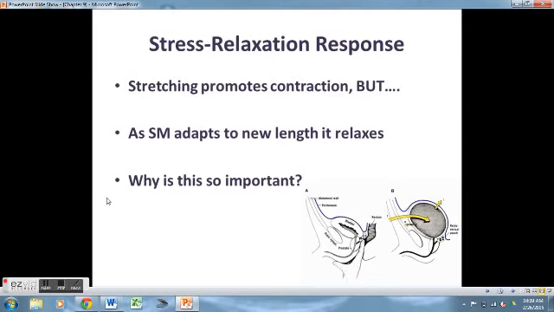Now, here's a really good example of why we should be grateful for our smooth muscle. Typically, stretching promotes contraction, but smooth muscle adapts to its new length. You stretch it, it relaxes. You stretch it, it relaxes. And this is pretty important because this is why as soon as urine fills our bladder, just a tiny bit, we don't have to go to the bathroom. Our bladder can continue to stretch to a point where it then sends a message to your brain, hey, you really need to go to the bathroom.